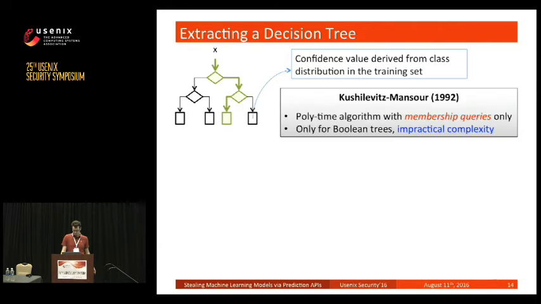And so there was this very nice prior work by Kushilevitz and Mansour that showed that if you only have access to class labels, you can actually reconstruct and learn Boolean trees in polynomial time.